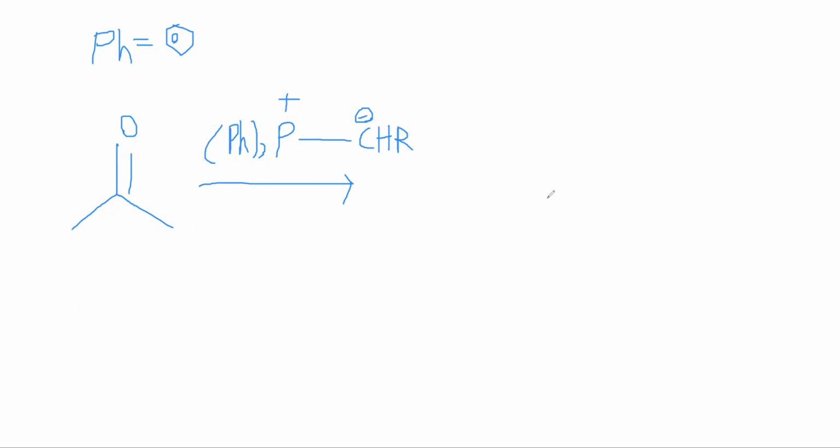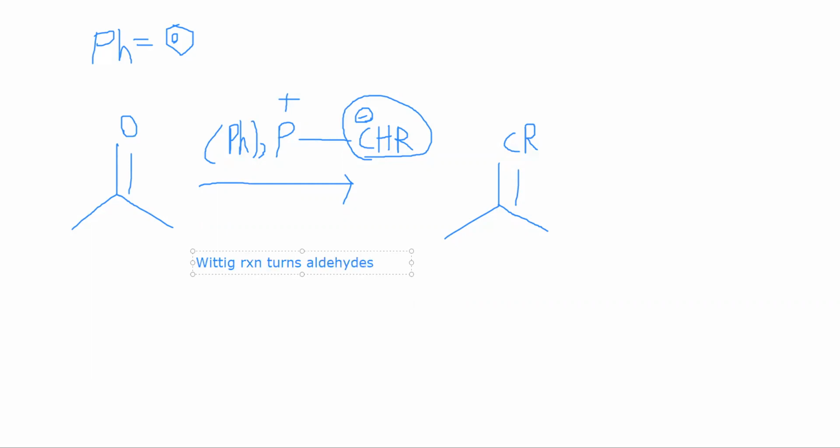I don't think you have to know the mechanism. Basically, all you have to know is if you see this Wittig reaction with the triphenyl phosphorus reagent, whatever carbon chain you have here attached to the phosphorus, just replace the oxygen with a carbon. You're turning the carbonyl into an alkene. So that's really all you have to know about the Wittig reaction. I think it just turns aldehydes or ketones into alkenes.